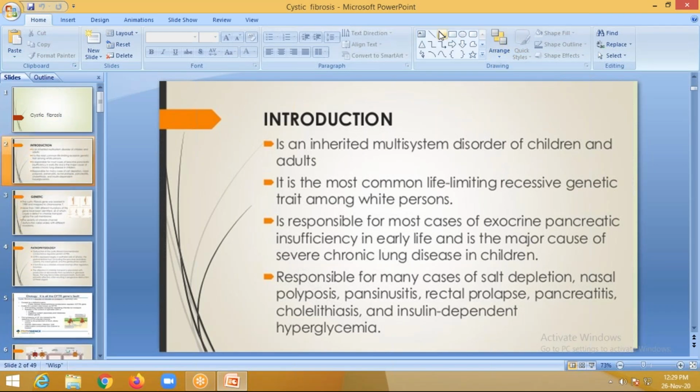Can anyone tell the most common infections in patients with cystic fibrosis? Most common organisms?